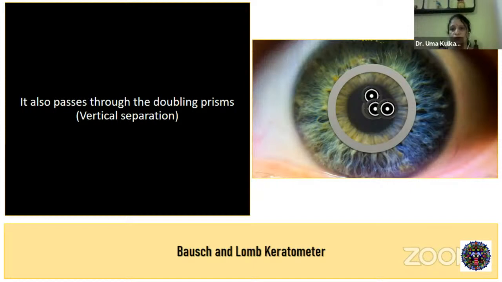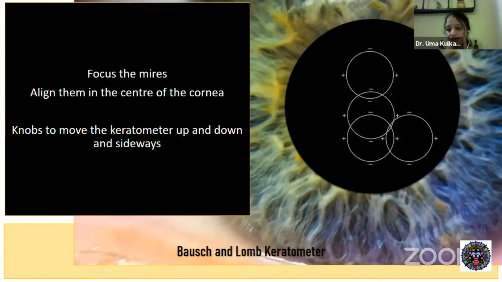Let's see how. So if we look at it in a magnified view through the eyepiece of the keratometer, we see the four images like this. Okay, we can make out one and two, three and four. Now out of these, two images are split by the horizontal doubling prisms, and these two are by the vertical doubling prisms. Okay, so we need to now focus them and bring them closer together.